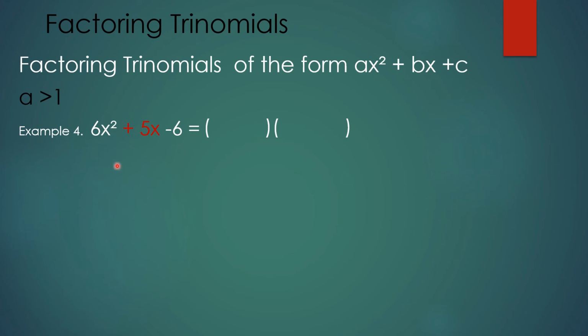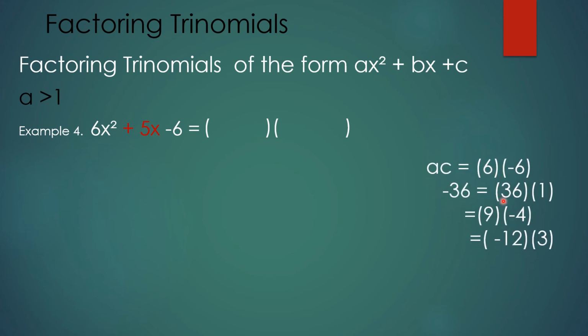Okay, now, ano yung first step natin? Multiply natin yung a and c. So, 6 times negative 6 and that is negative 36. So, ito ngayon ang mga possible factors ng negative 36. Pipiliin natin dito na kung saan pag inadd natin ang sagot ay positive 5, yung coefficient ng middle term. So, ito ngayon ang pipiliin natin. 9 and negative 4.